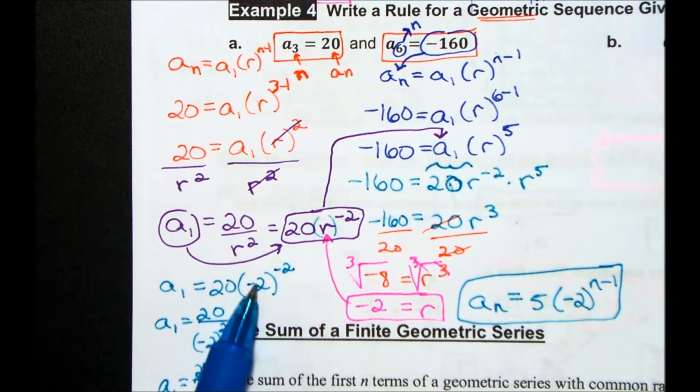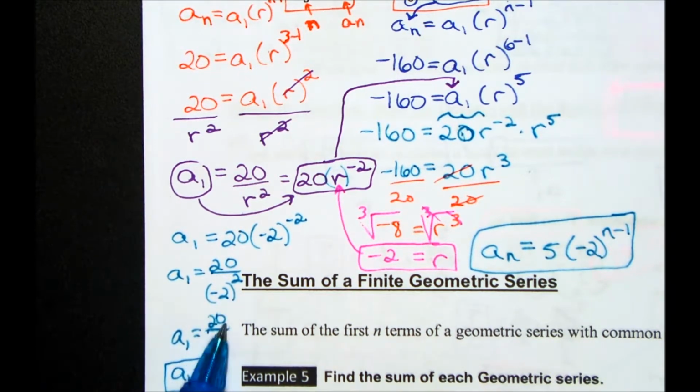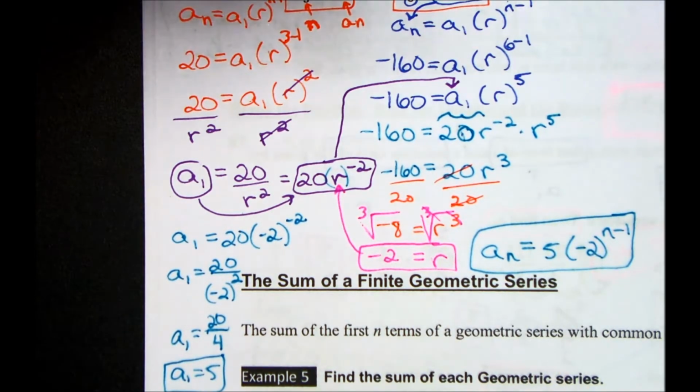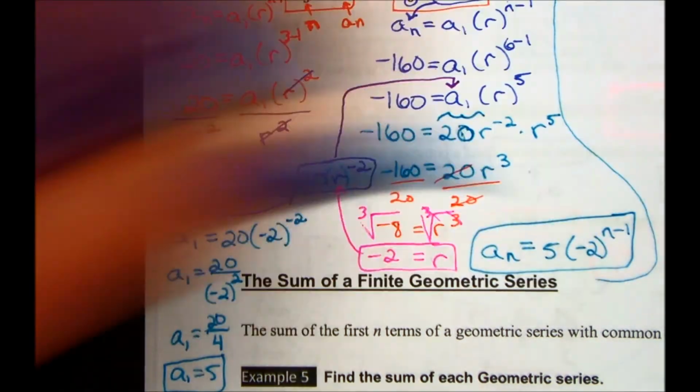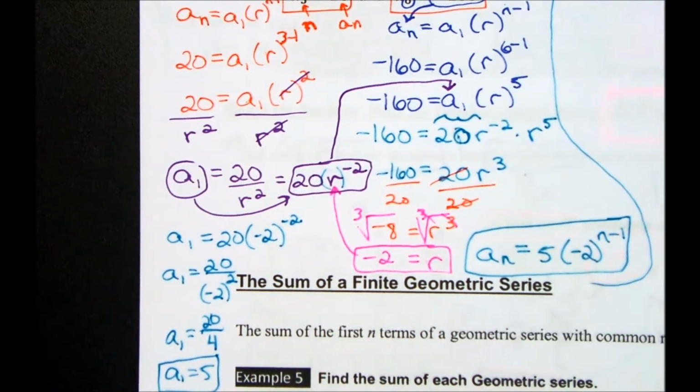So I had plugged it in here, negative 2 to the negative 2 power. I rewrote that by putting it on the bottom, making my exponent positive. The negative 2 squared is 4, 20 divided by 4 is 5, and then I was able to write my rule for the nth term. So there's a lot of steps involved in that one, but you can do this. Just focus on one step at a time.